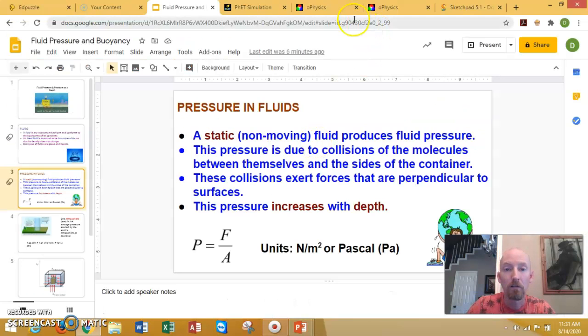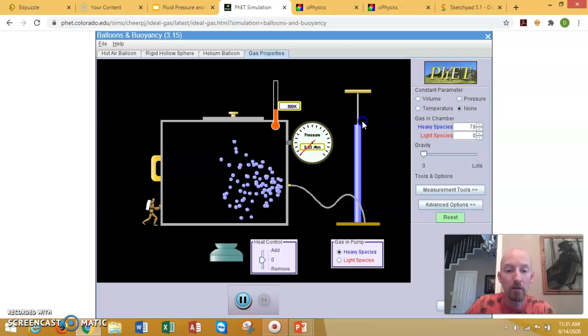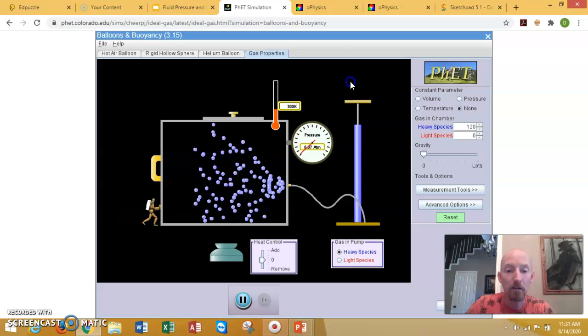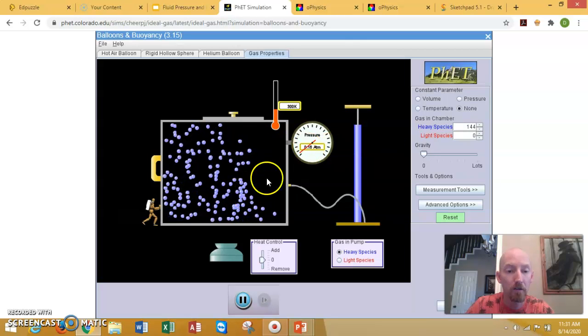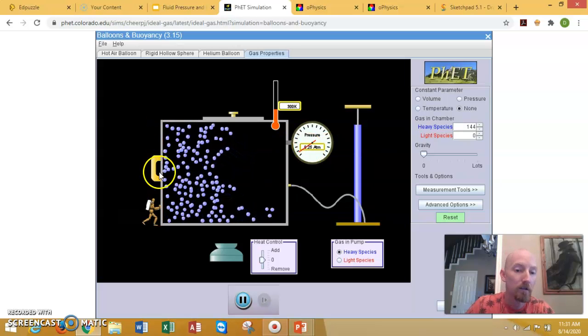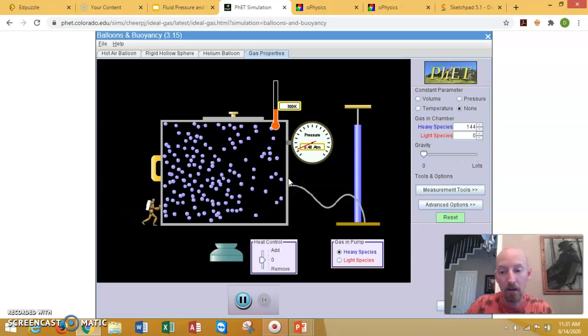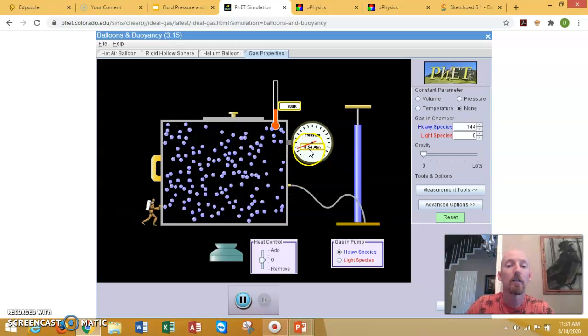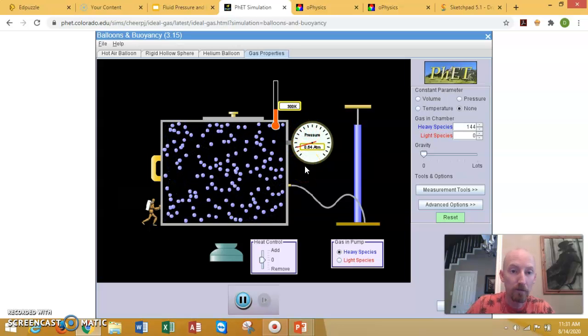Okay, so I'm going to do something here. I have this PhET sim, and if I pump a bunch of air molecules into this container, this thing's acting a little funky, but if we do this, we'll see that they will bounce around. There will be collisions between each other and collisions between the sides of the container. And those collisions are causing our pressure to increase. Because what's pressure?